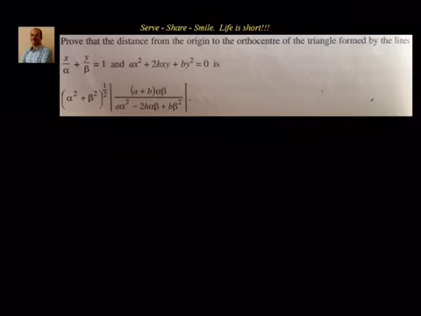As part of coordinate geometry, pair of straight lines, let us look at this interesting problem and try to solve it together. Prove that the distance from the origin to the orthocenter of the triangle formed by the lines x/alpha + y/beta = 1 and ax² + 2hxy + by² = 0 is equal to, this is what we have to prove.